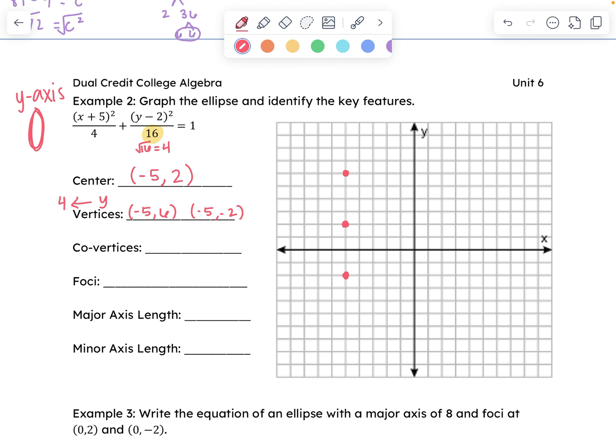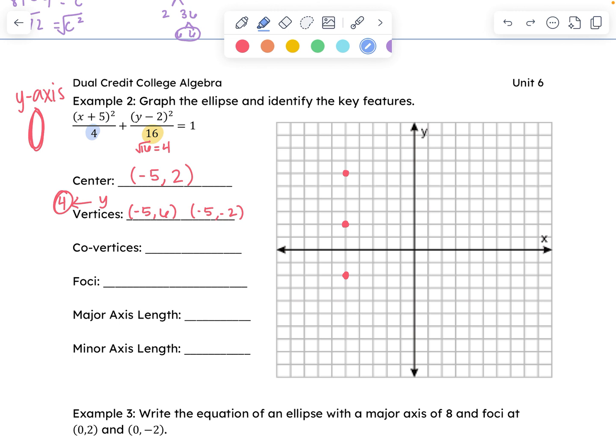Another thing you can do if you want to is you could actually put the points on the graph first. If I know that it's going to be 4, I can count up 1, 2, 3, 4 and count down 1, 2, 3, 4 and then get the points if that's something that's a little bit easier for you.